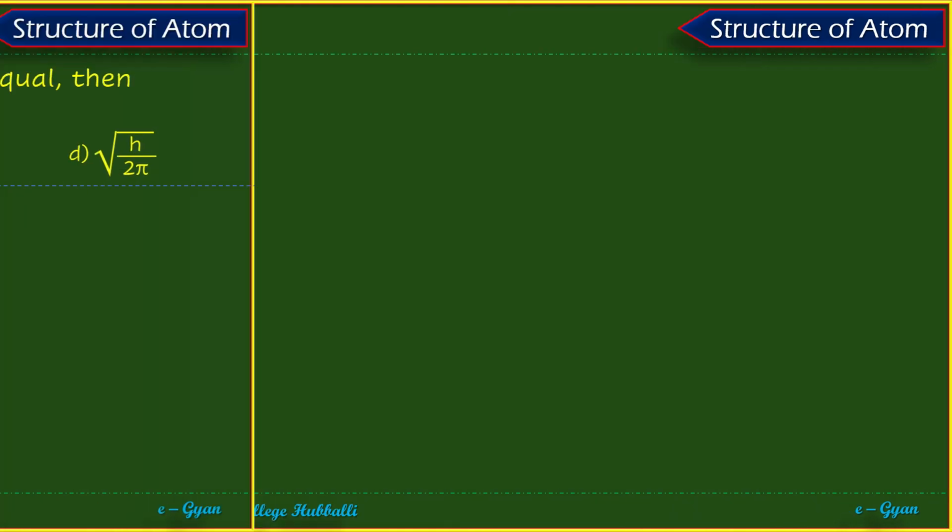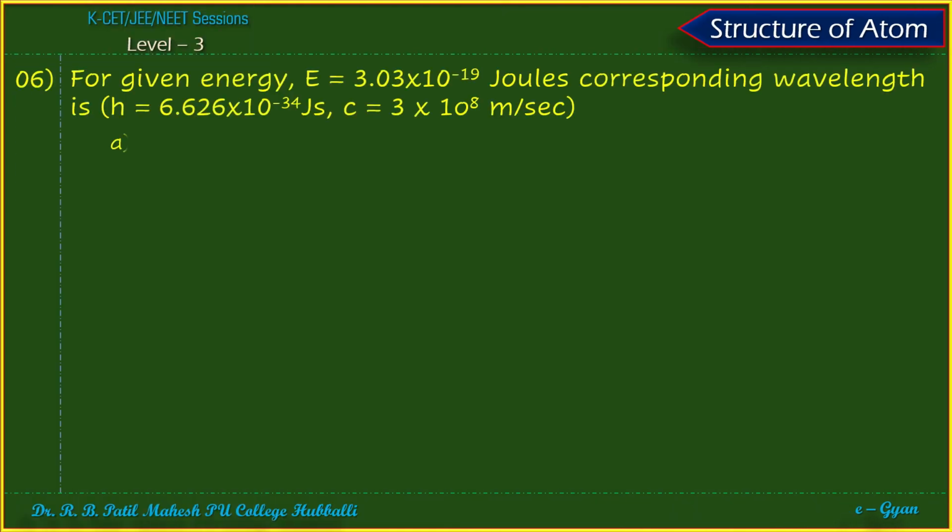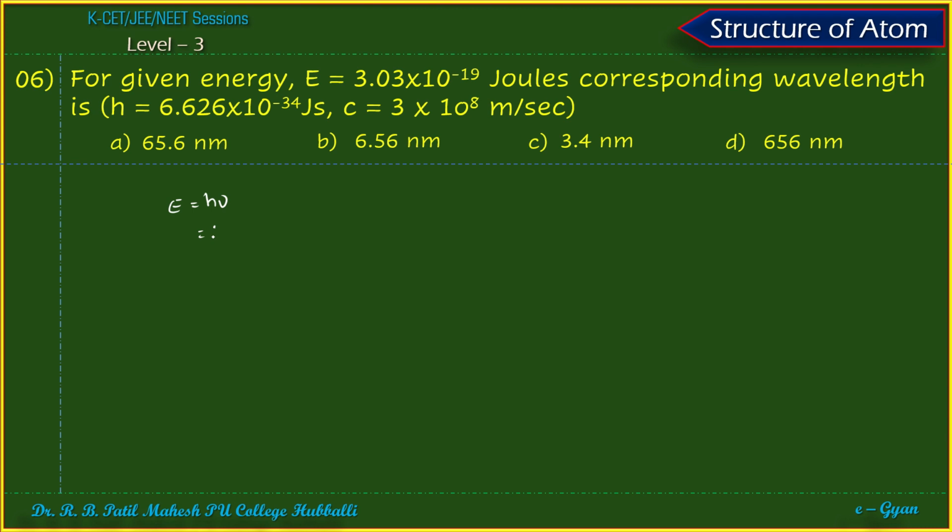Going to the next question. Question number 6. For a given energy, E is equal to 3.03 into 10 to the power minus 19 joules, the corresponding wavelength is? Planck's constant and speed of light are given. There are 4 options given. Let us find out the wavelength. We have the formula E is equal to h nu, which is equal to hc divided by lambda. Therefore, lambda is equal to hc divided by E. Substitute the values, you will get the answer.